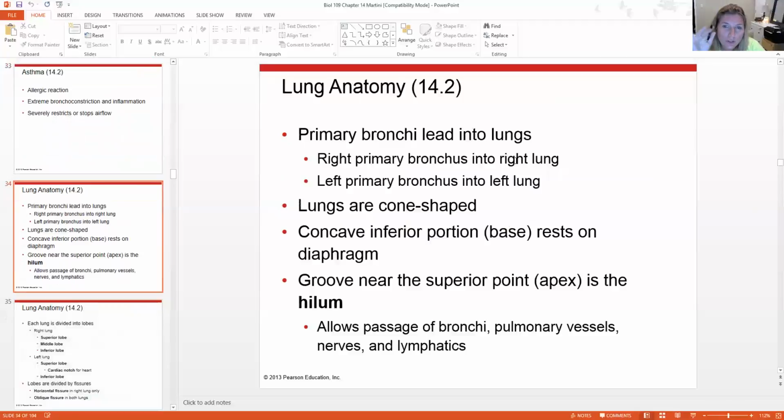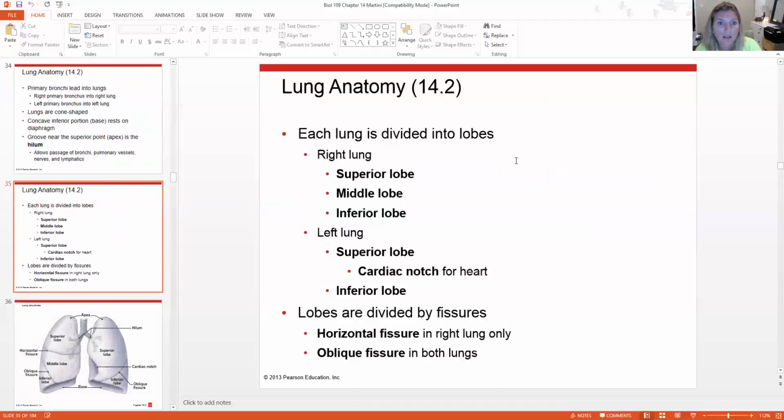There's a point called the apex near the superior end. The groove is called the hilum. The hilum is the passageway for all of the bronchi and blood vessels coming into the lungs. Each lung is then divided into lobes, superior, middle, and inferior on the right lung, and then just superior and inferior on the left lung.